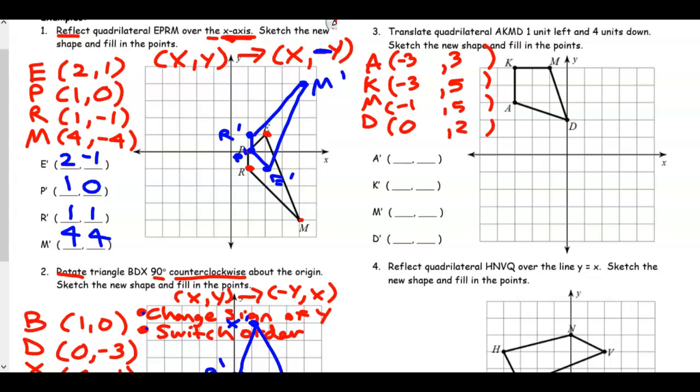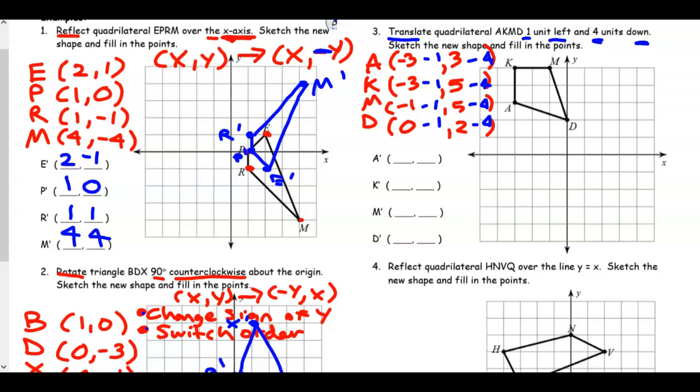Now, I'm leaving space because I'm going to actually add or subtract from those numbers, right? Now, it says translate 1 left, 4 down. So 1 left, is that adding or subtracting when you go left? Subtracting. So your x values, these all need to be -1, -1, -1, -1. And then 4 units down is positive or negative? Are you adding or subtracting for down? Subtracting. So down 4 means -4, -4, -4, -4.